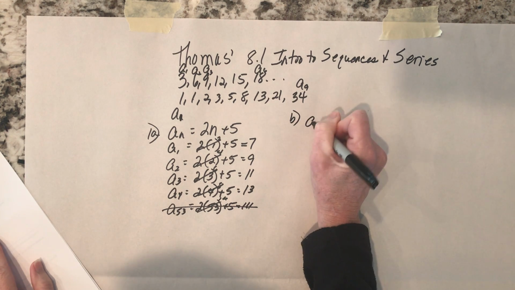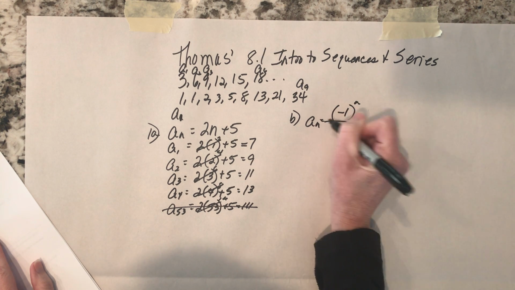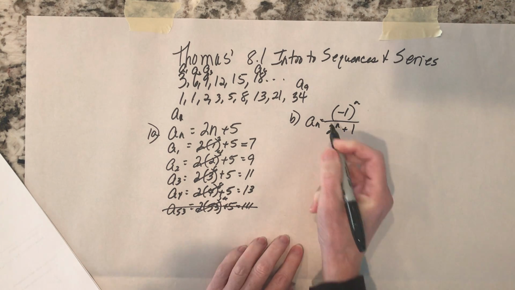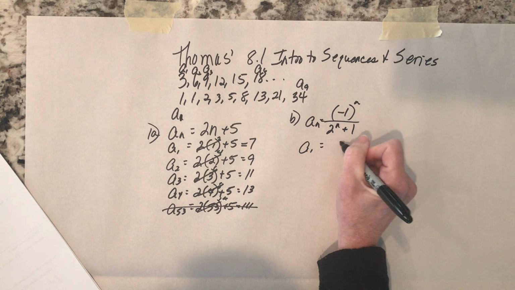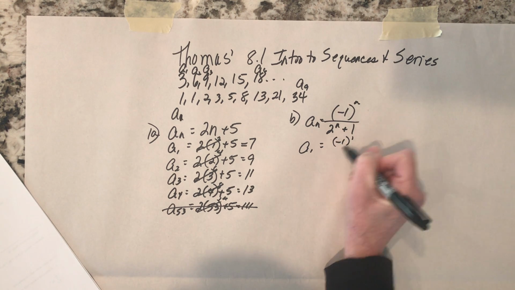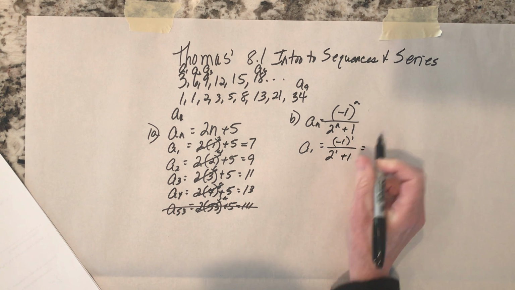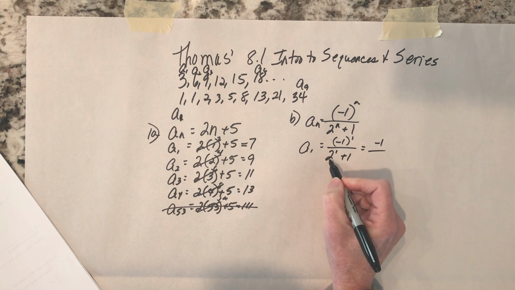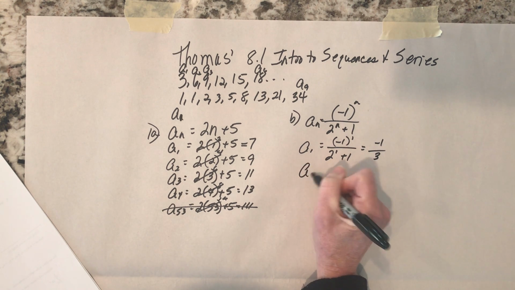1b is also a closed formula. All we got to do is plug in to find the number we're looking for, negative 1 to the n over 2 to the n plus 1. So if we're looking for A sub 1, the first term in the series, we're going to plug in a 1 everywhere there's an n. So a 1 there, negative 1 to the first over 2 to the first plus 1. Negative 1 to the first power is a negative 1. 2 to the first is 2. 2 plus 1 is 3. That's the first term in the series.